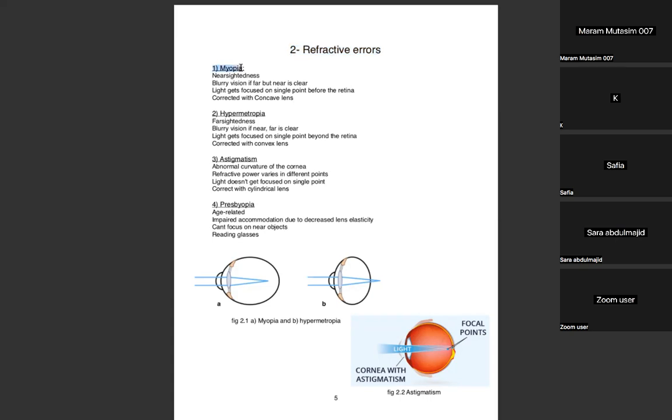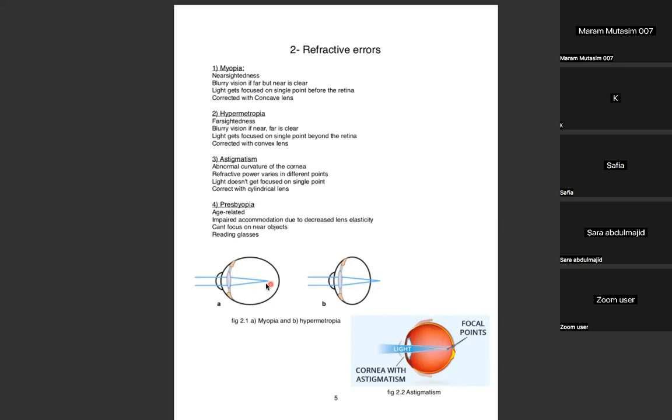We have myopia. Myopia is nearsightedness. It's blurry vision if something is far, but if it's near, it's clear. So they can only see near things, and far things they cannot see. What happens is that light gets focused on a single point before entering the retina. And normal is that light enters the retina. Let me put a pointer so it's clear. Sorry. Okay, can you see the pointer?